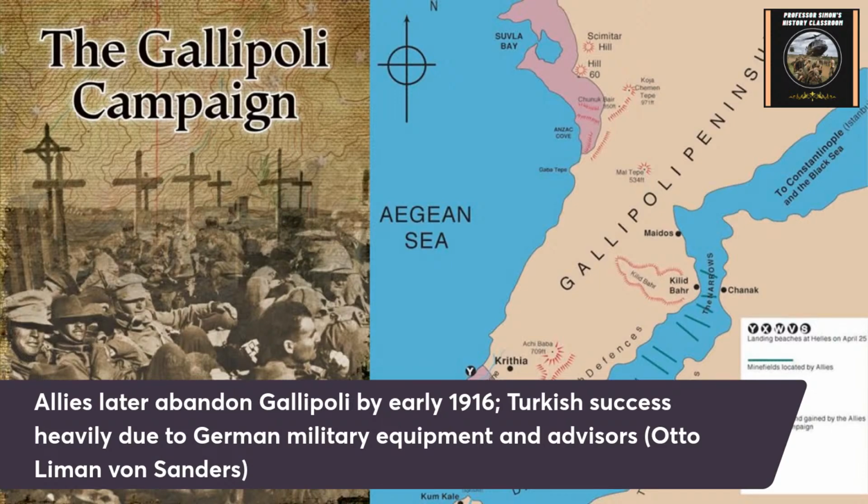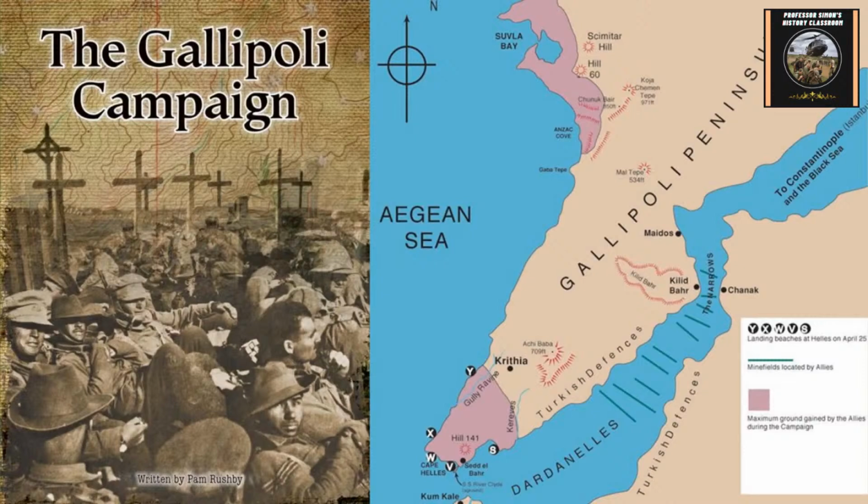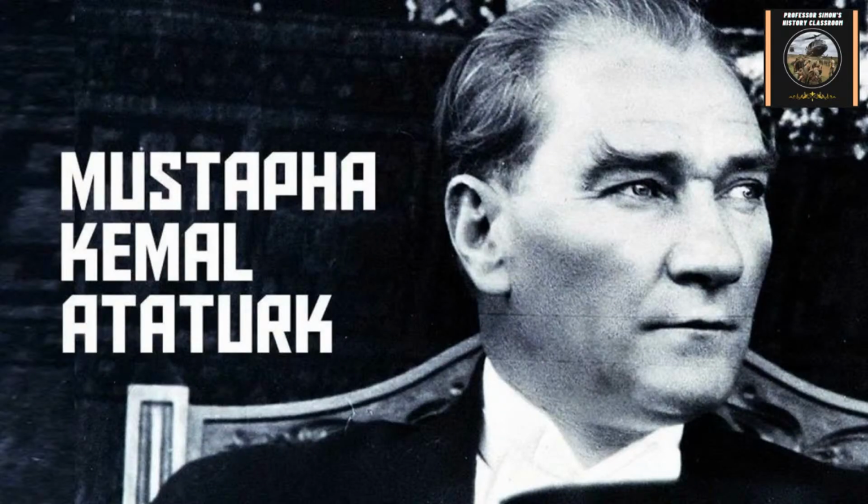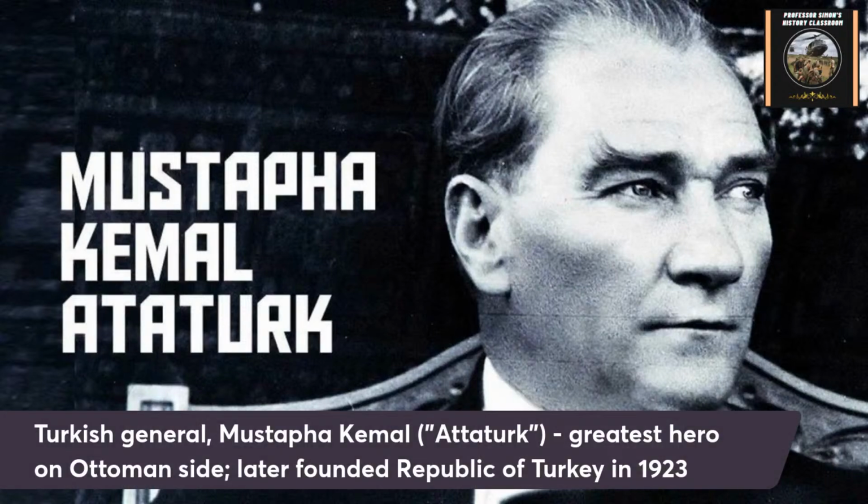There was this one man named Otto Liman von Sanders that was involved in the war. I don't think I've got a picture of him, but he was kind of instrumental. And then on the Turkish side, they had this general named Mustafa Kemal, who they called later Ataturk, which, by the way, means father of Turkey. He was considered the best general on the Turkish side in the Gallipoli campaign. And after the war, after the Ottoman Empire broke up, he helped found the Republic of Turkey in 1923. I think he was later the first president of it. So he's considered like the father of modern Turkey we know today.